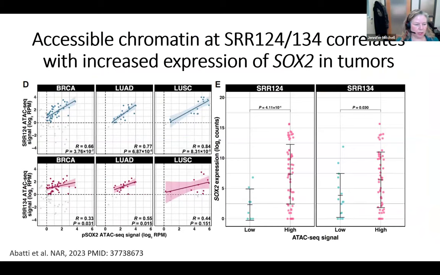So using that TCGA atlas data, he also looked at whether there was correlation between open chromatin at the enhancer and open chromatin at the SOX2 promoter. And I'm showing you here these correlation plots for the 124 and the 134 region. And he did see a significant and positive correlation between open chromatin at the enhancer and open chromatin at the gene promoter. And then he also looked at whether there was any correlation between open chromatin at the enhancers and SOX2 expression. And what he found was that patients that tended to have a more closed 124, 134 presumptive enhancer region tended to have lower SOX2 expression, and those that had more open chromatin in those regions had significantly higher SOX2 expression. So all of this looked promising to suggest that that region was actually regulating high SOX2 expression in these patient tumors.